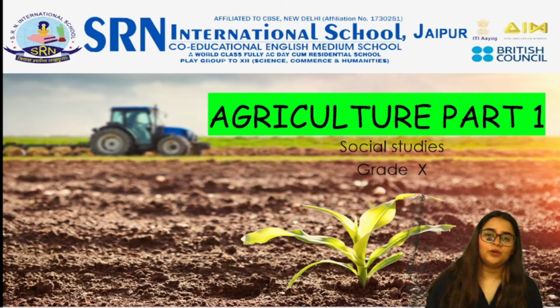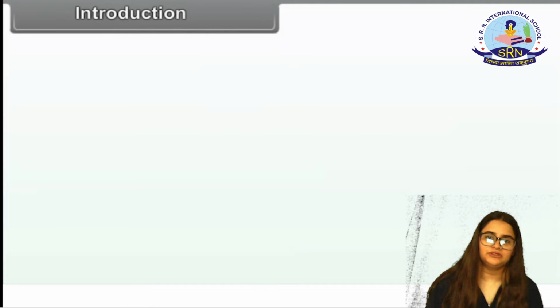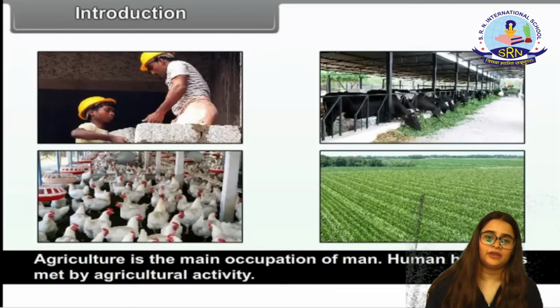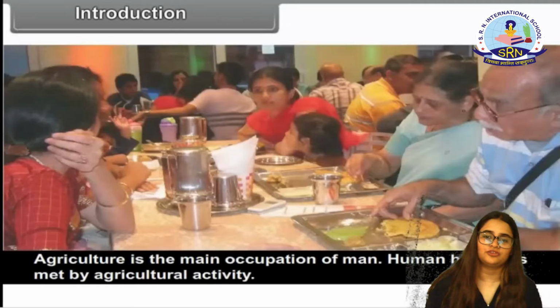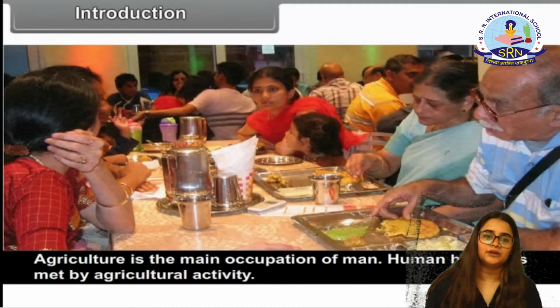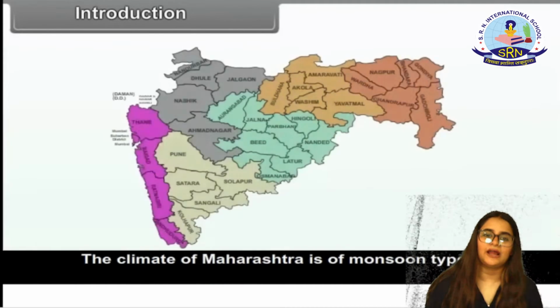In this video, we are going to discuss a very important topic, that is agriculture, and this is part 1 of the video. I am going to give you an introduction regarding this topic. So agriculture is the main occupation of man. Human hunger is met by agricultural activity.